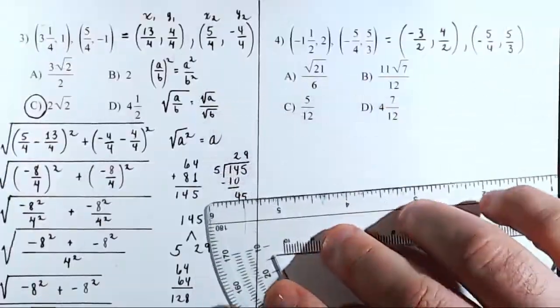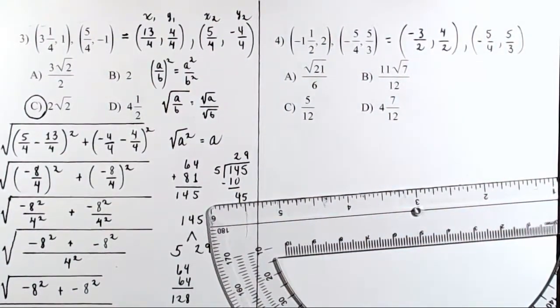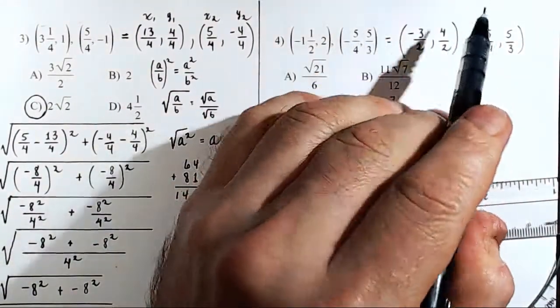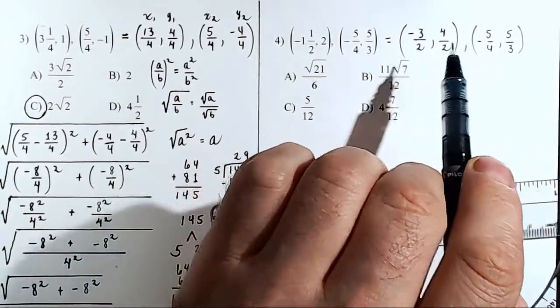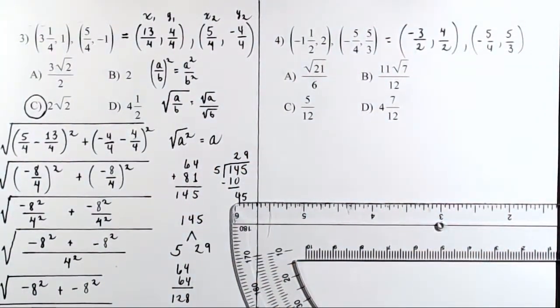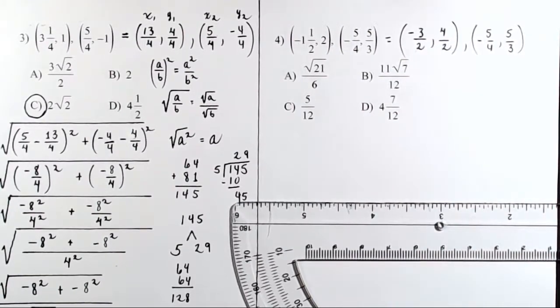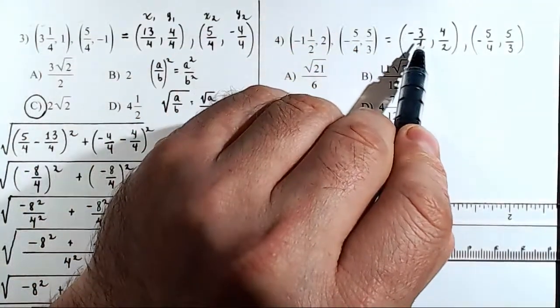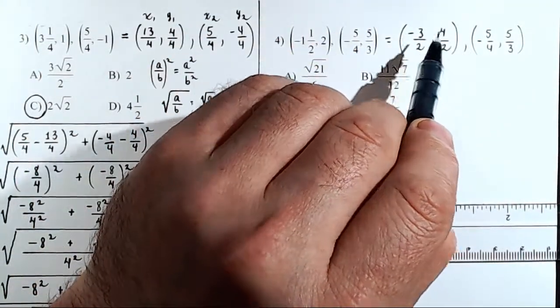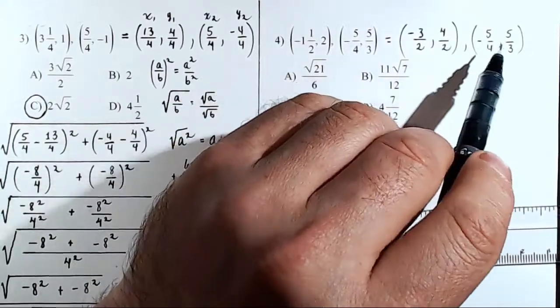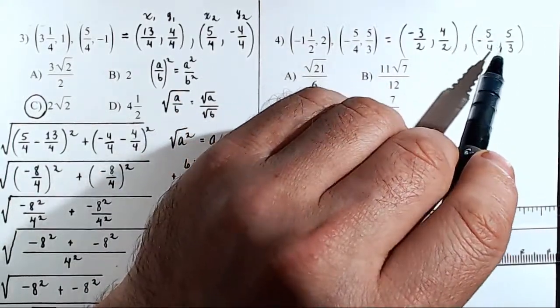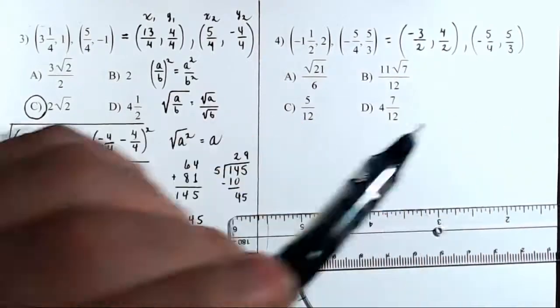Now, we've learned something from these last 3 problems. We've learned that all of these denominators need to be equal to one another. And that would really help us. It would save us that step later. So we can go ahead and do that. The least common multiple of 2, 4, and 3 is going to be 12. So I need to multiply -3/2 by 6/6, 4/2 by 6/6, -5/4 by 3/3, and 5/3 by 4/4.